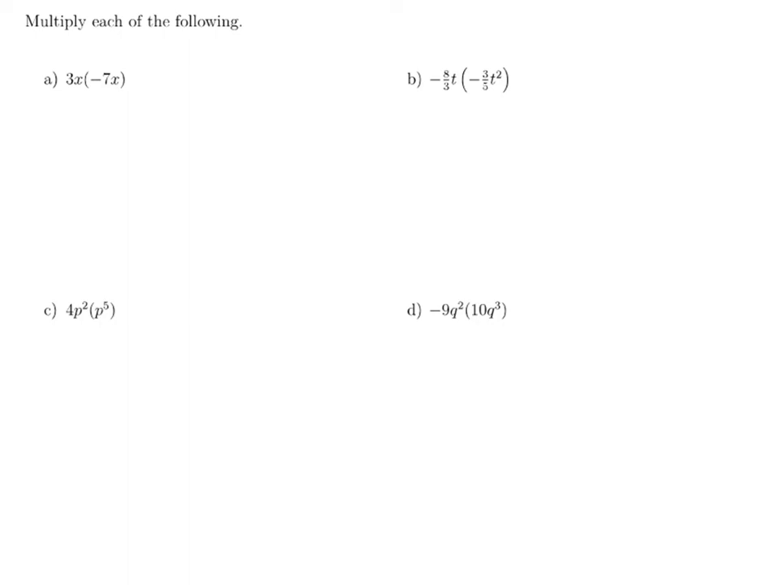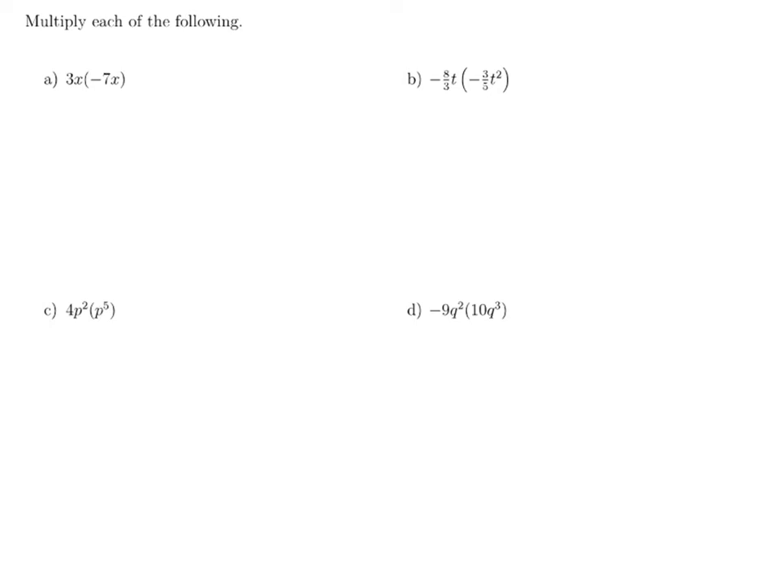In this video, we're going to multiply various monomials by other monomials. Now recall that a monomial is simply a polynomial with one term. So we're going to have one-term monomials multiplied by other one-term monomials. Simplifying these will involve using both the associative and commutative properties of multiplication, as well as the rules of exponents.